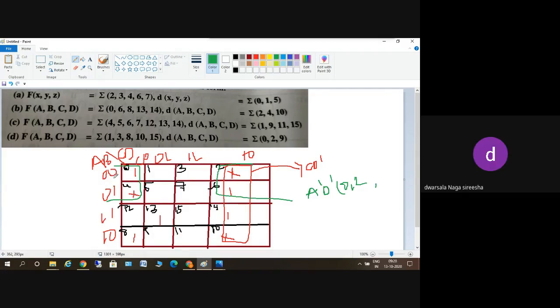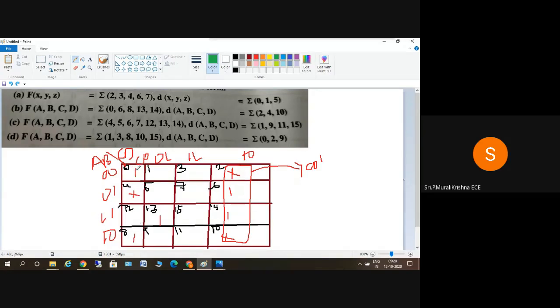0 to 2, 4, 6, sir. 0 to 8, 10, no? So wait, D bar, D bar, one minute. D bar comes. This is not possible here because here you are covering don't cares. So instead of covering don't cares, 0 to 8, 10 is better.